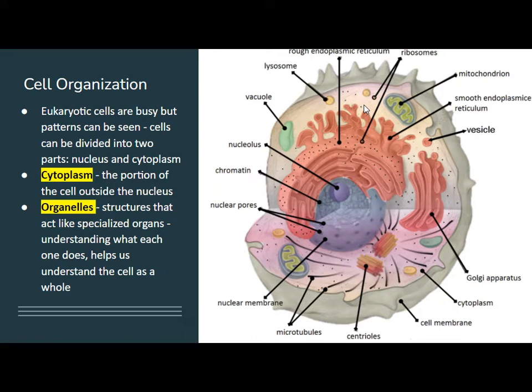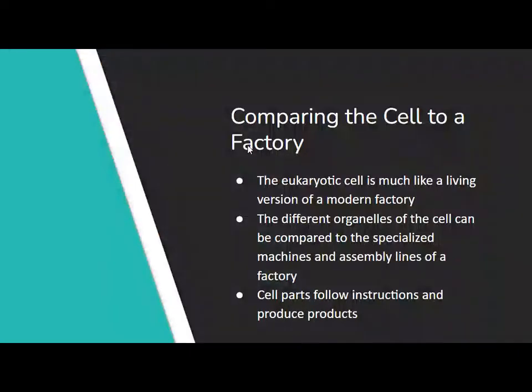So organelles, it literally means small organs, pretty much. So organ, you can see the word organ there, and the suffix "elle" at the end of a word usually means a small version of it. So organelles are literally small organs inside of a cell. They have very specific functions. They follow very specific instructions and produce very specific products. So your organelles are tiny organs within the cell that have very specific functions.